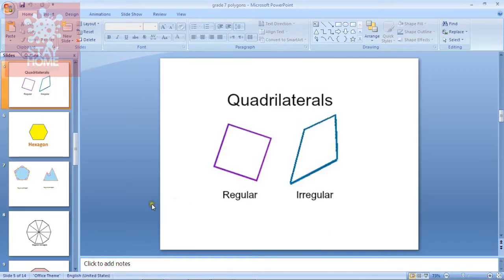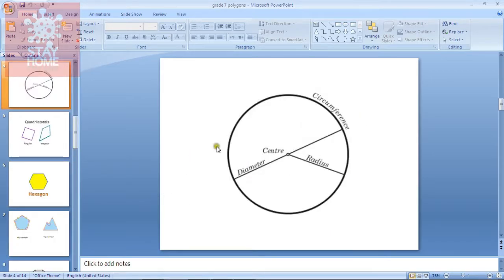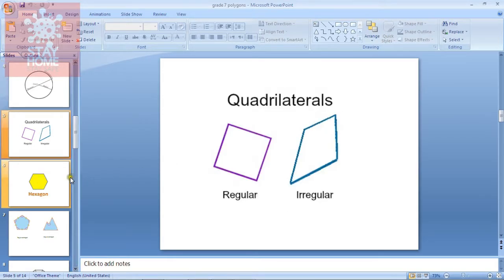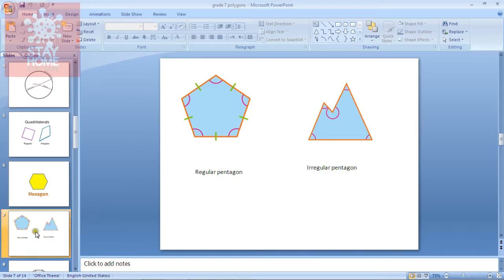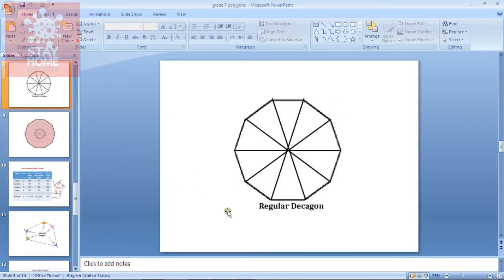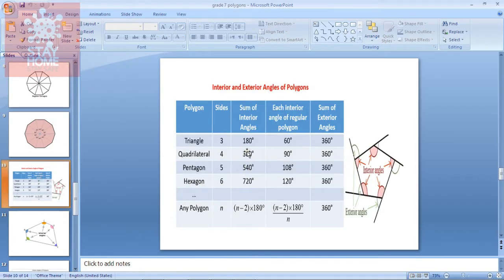Okay, now this is not a polygon because it is closed but not made of line segments. So now the different types of polygons: quadrilateral 4 sides, pentagon 5 sides, hexagon 6 sides, and decagon 10 sides. This is the important slide for today about the exterior angles.